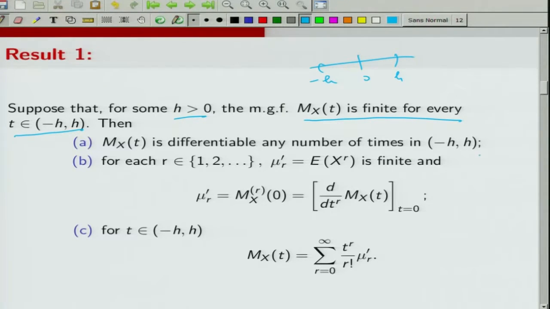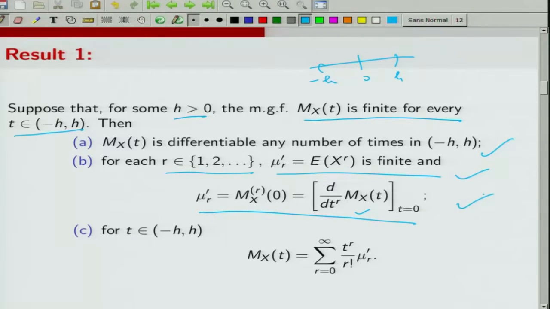So the first result which I get is, then you can differentiate the moment generating function any number of times. Not only that, the second says, if such a thing happens, that means the moment generating function is finite in a neighborhood of 0, then moments of all order exist. So mu_r prime, which is equal to the expected value of X to the power r, is finite for any r in 1, 2, 3 and so on. Not only that, you can get this rth moment by differentiating the moment generating function r times and putting t equal to 0. So very interesting.